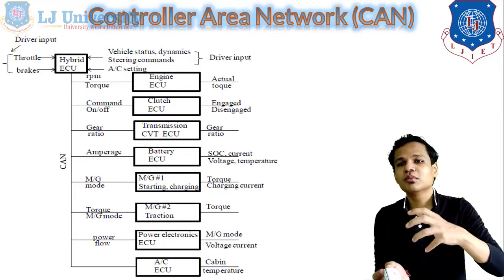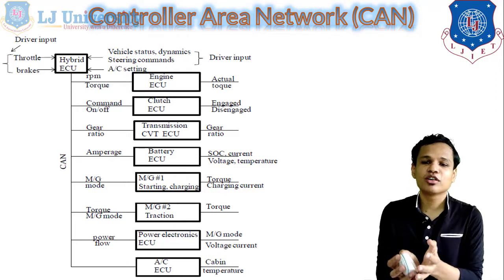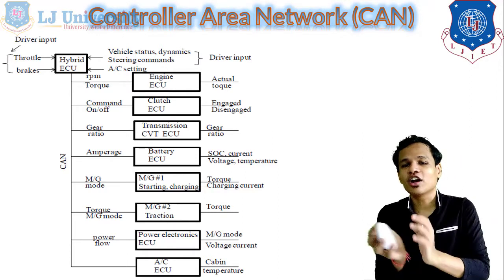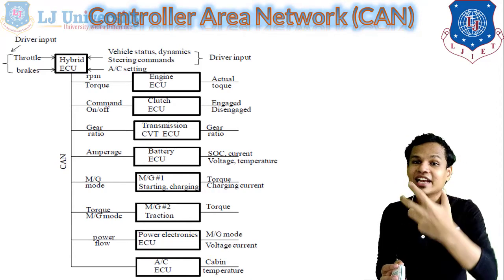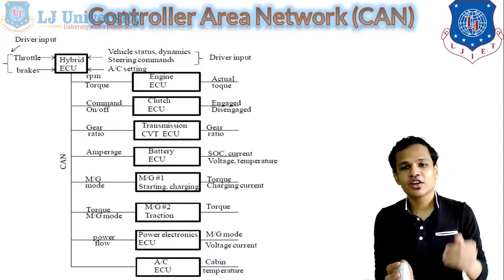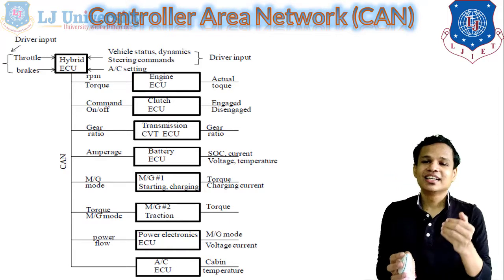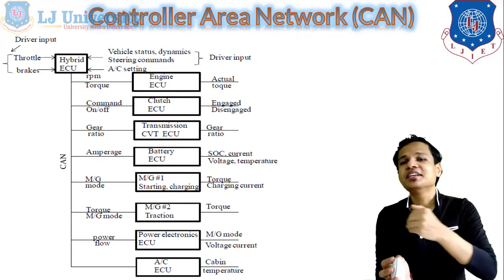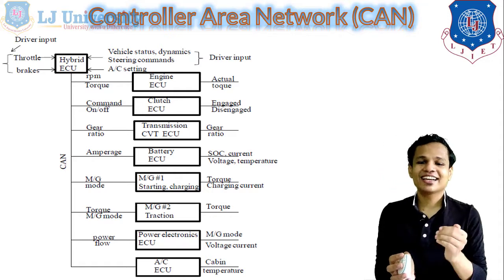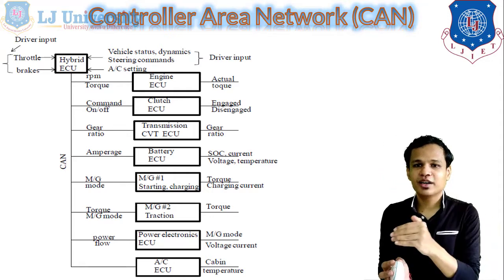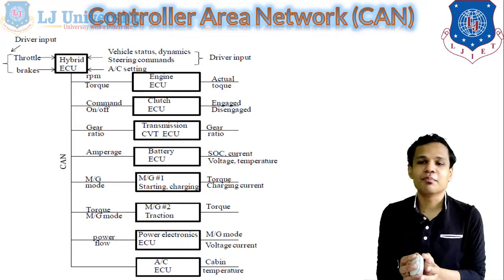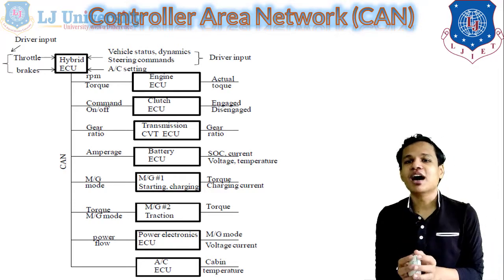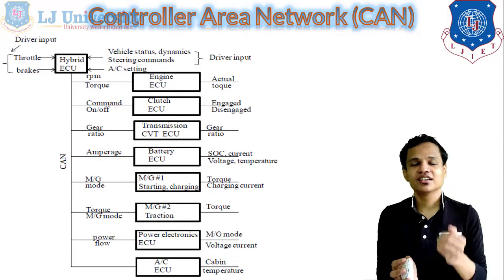Also the torque in the motor generator mode will be given to our motor generator, and the required torque will be developed by it. The power flow, in the case of the power electronics ECU, will also be given by the hybrid ECU. And the last is the air conditioning ECU. In the air conditioning ECU as well, the hybrid ECU will give the input, and according to that the required temperature output will be generated by our air conditioning system.